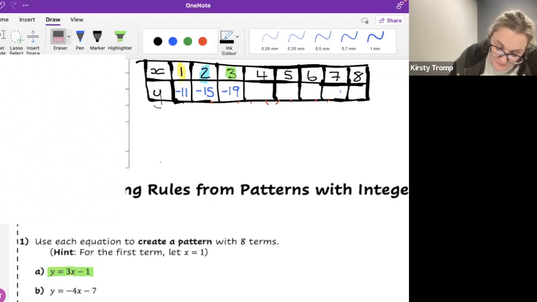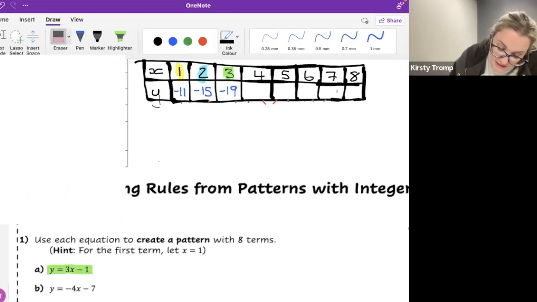Negative 4 times 4 is negative 16, minus 7 is negative 23. Good, negative 23. Right, keep going. What's the next one? Negative 4 times 5 is negative 20, minus 7 is negative 27. Good, well done.